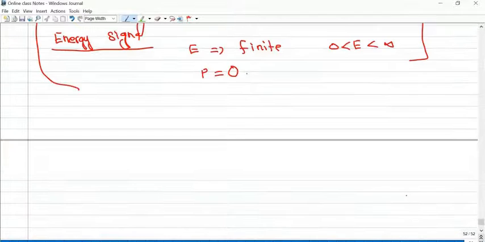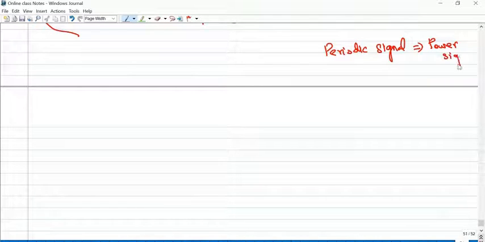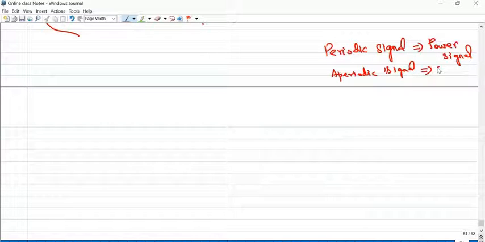In most of the cases, your periodic signal must be a power signal. Not all signals, but maximum cases. And your aperiodic signals must be energy signals. We'll check using the formula.